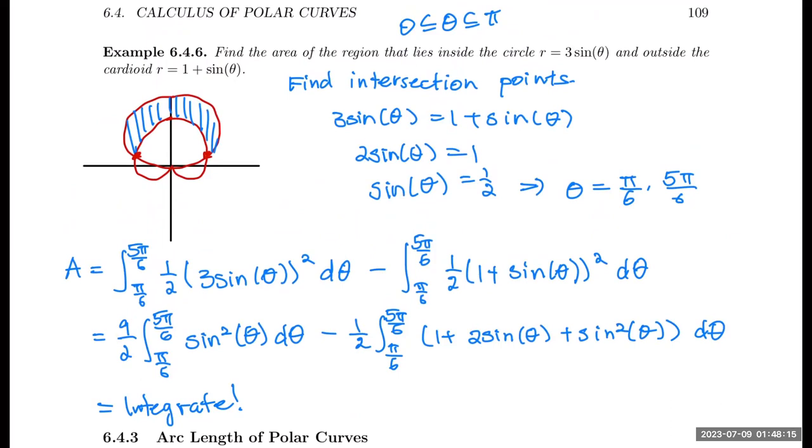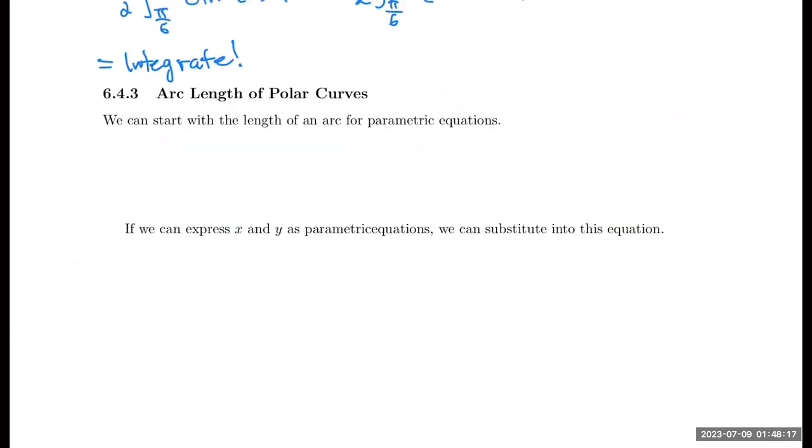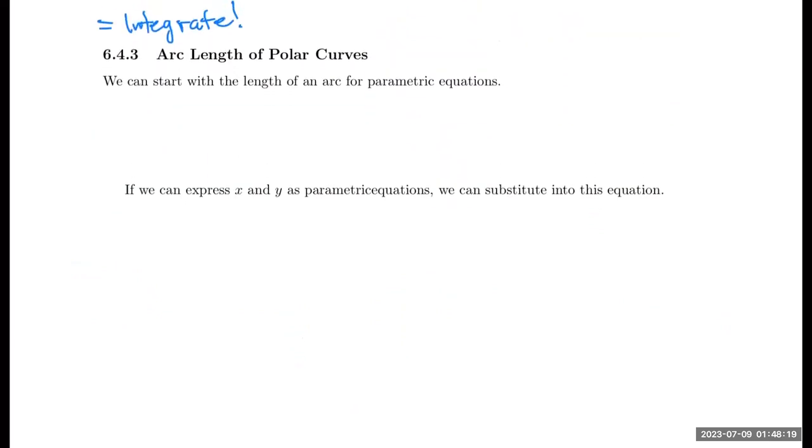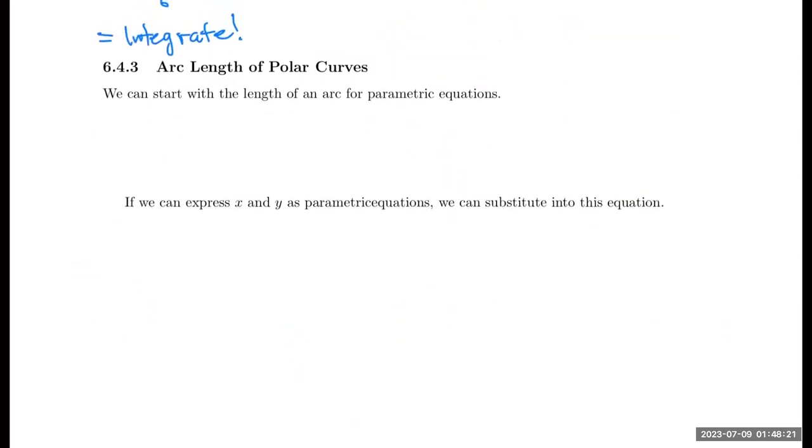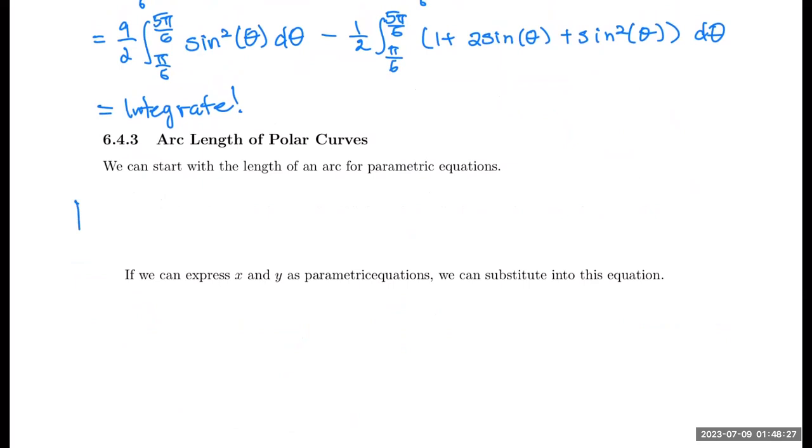So the last part of this section is that we'll have a look at the arc length of the polar curves. So we can start with the length for parametric equations. Remembering that L, being the arc length, is the integral from a to b of the square root of (dx divided by d theta, or dt) squared plus (dy divided by dt) squared.